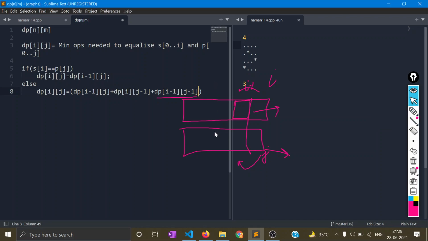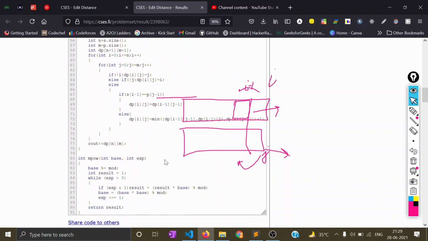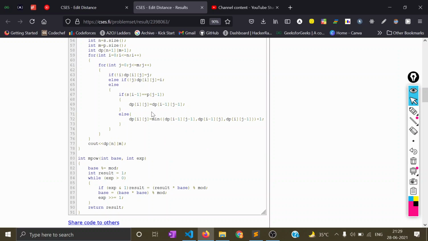So these are the three possibilities I can have, and we have to find the minimum of these three and add one to it, because we have done an operation.